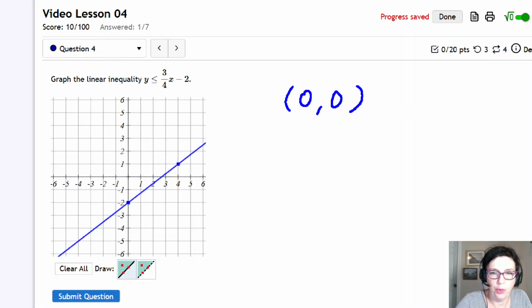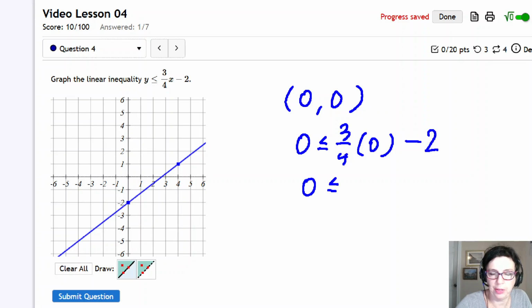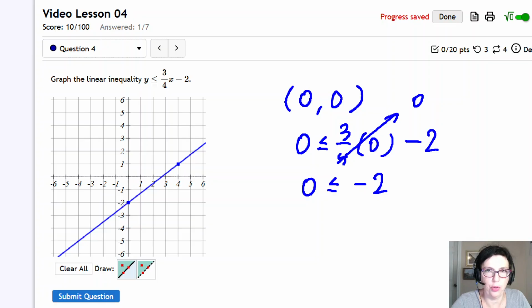Instead of y, I put 0. Instead of x, I also put 0, and then minus 2. So this is going to be 0 less than or equal to, well, 3/4 times 0 is always 0. It doesn't matter what. So this part is just going to be 0, and then this is going to be negative 2. So is it true that 0 is less than or equal to negative 2?